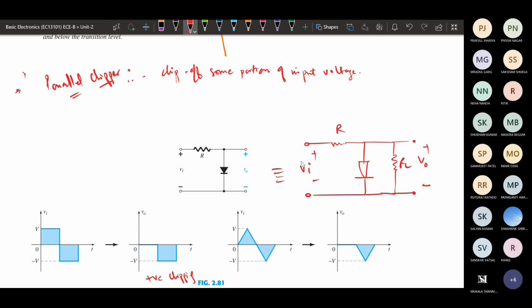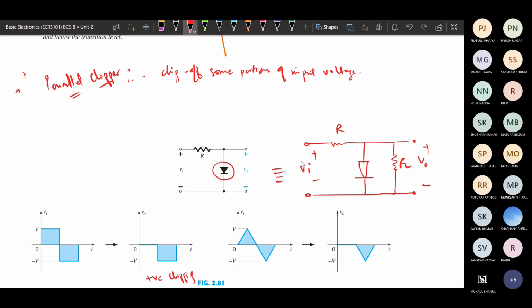So next is the parallel clipper. As it is a parallel clipper, that means the diode that we will be using will be connected in parallel with the load resistance. So here there will be a load resistance. This is the equivalent circuit you can represent: a diode connected in parallel with the load resistance.